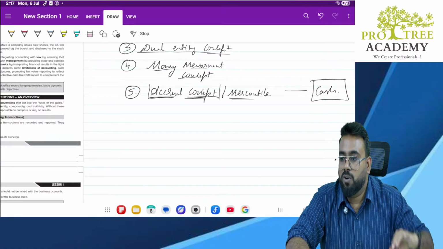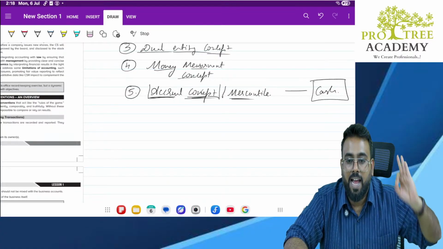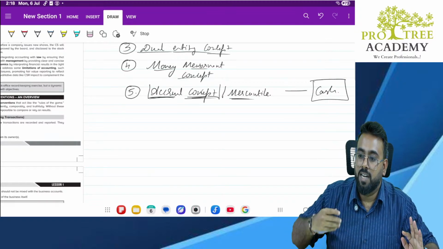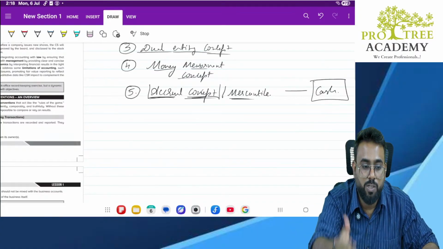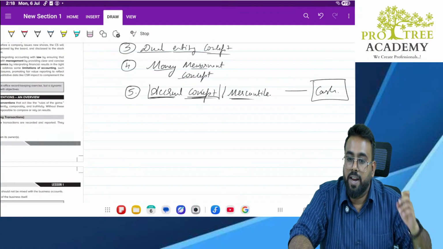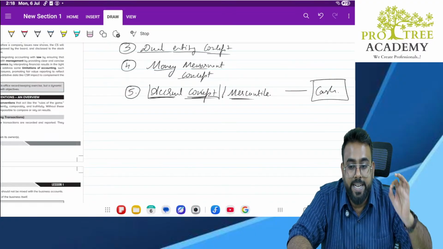Correct? So what your accrual concept says is, record all the income as and when it is earned. As and when it is earned. That means don't wait till cash collection. The moment you sell the goods, you record the transaction. Then it also says, record all the expenses as and when they are incurred.